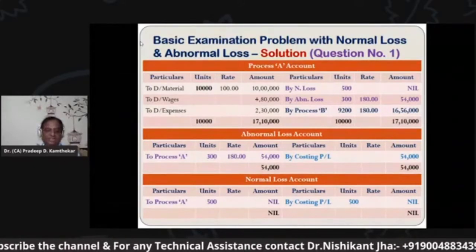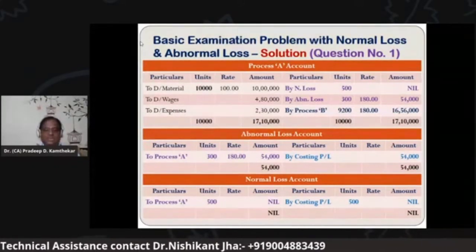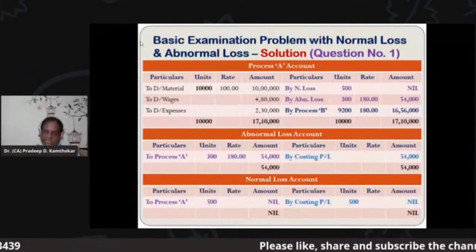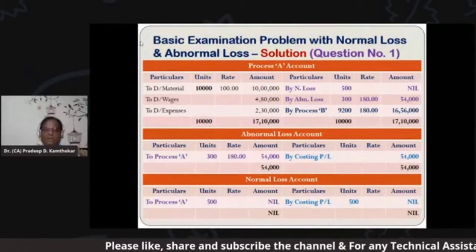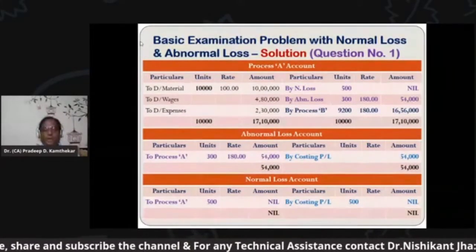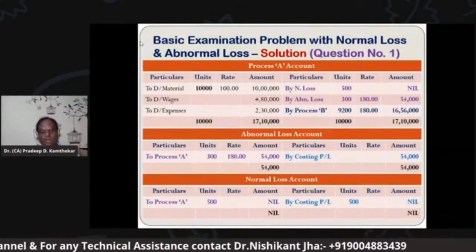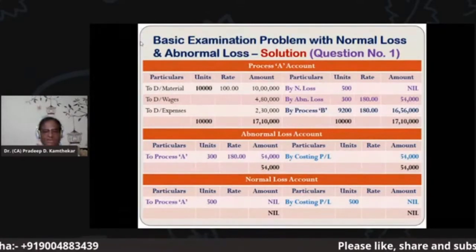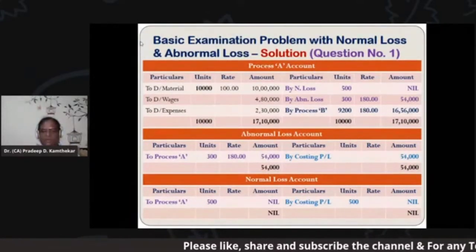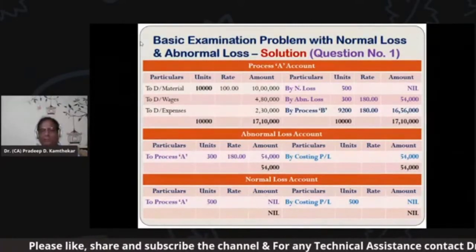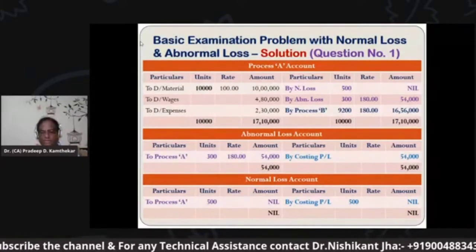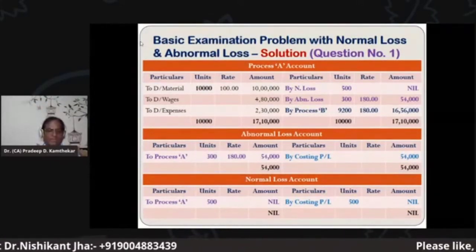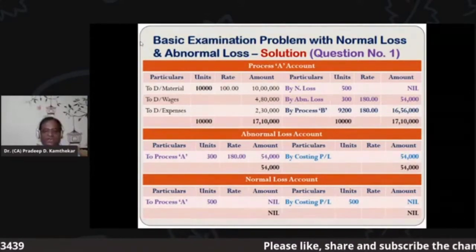Now, when this loss could be sold, on the credit side we write by cash bank, but here we don't have anything, so we simply write by costing P&L, that is also nil, and here normal loss is nil only. Now abnormal loss. On the credit side we have by abnormal loss 300, and see that unit column always has to tally: 10,000 on the debit side total of units, credit side 500 normal loss, 300 abnormal loss, and actual output 9,200. With that 300 abnormal loss at the rate of 180, we have transferred to debit side of abnormal loss. So to process A, 300 units at the rate of 180, and the amount is 54,000.